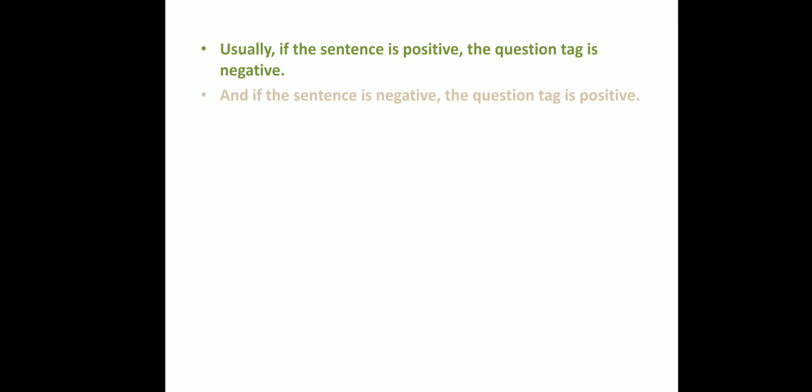Next, if the sentence is negative, the question tag is positive. Just the opposite, the ulta trick. If I give you a negative declarative sentence, you will add a positive question tag. So if I give you the sentence, she is not beautiful, you will add a question tag, is she?